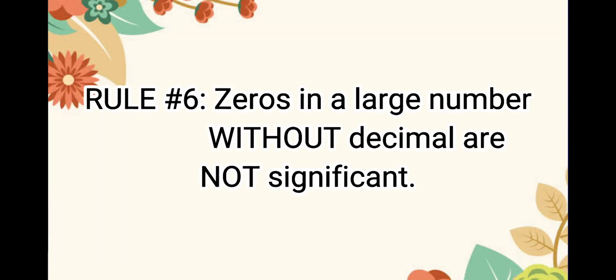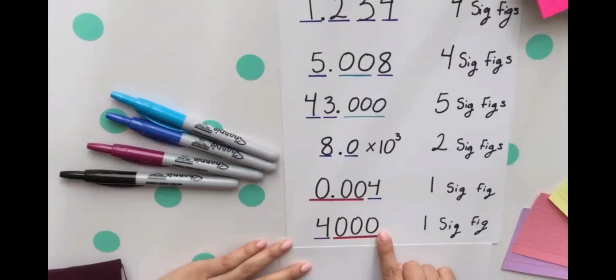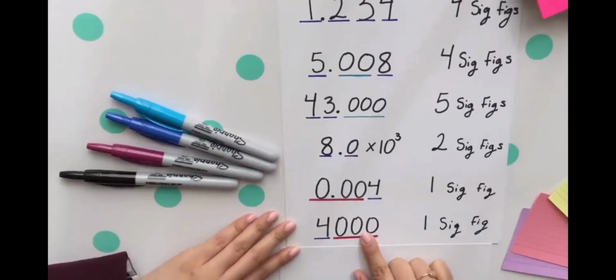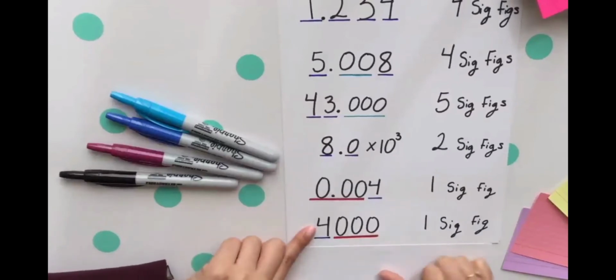Rule number 6. Zeros in a large number without a decimal are not significant. These 3 zeros are within a large number without a decimal, so they do not count as significant. Only this 4, thus, there is only one sig fig.